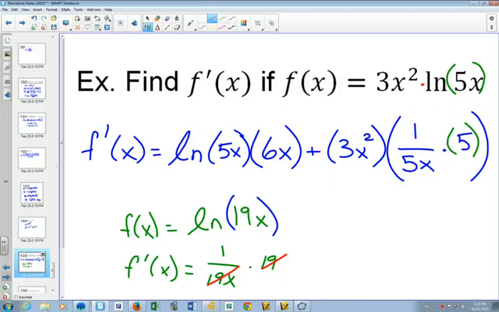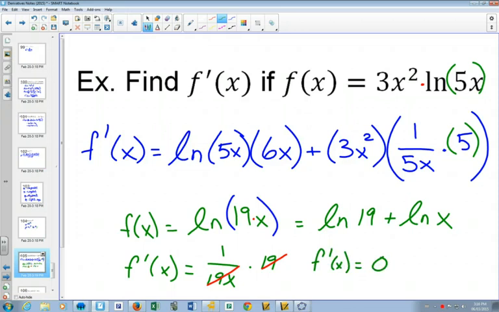Yes. Now, we can explain that by using our log laws, because another way that I can write natural log of 19x, I can think to myself, well, this is 19 times x. So I could use my log law and say that's the same as natural log of 19 plus natural log of x. And natural log of 19 is a number, so when I do the derivative of that, it would be 0 plus derivative of natural log is 1 over x.